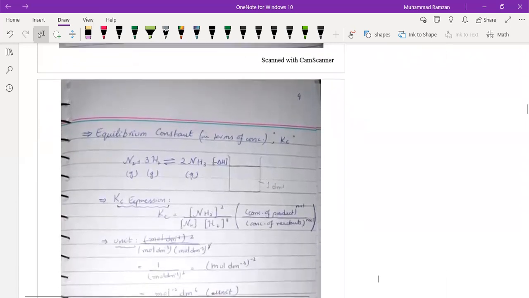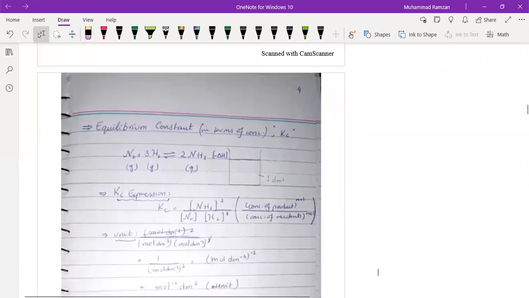Now, next is the equilibrium constant. That is A2, and in AS we also discussed this. Kc. Can you recall what is Kc?